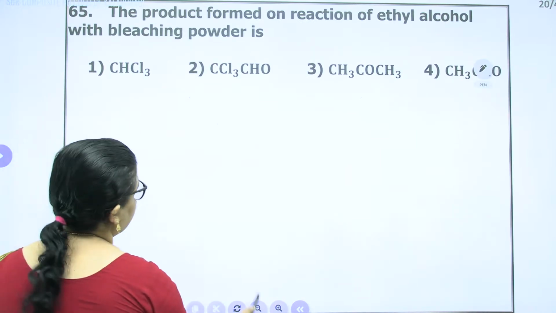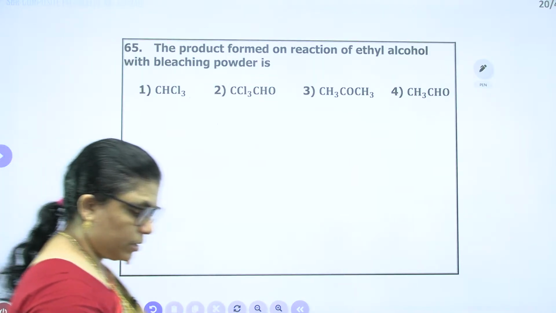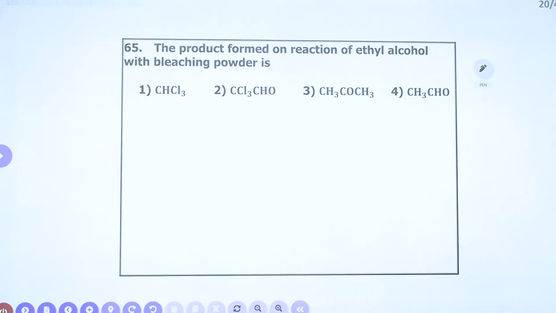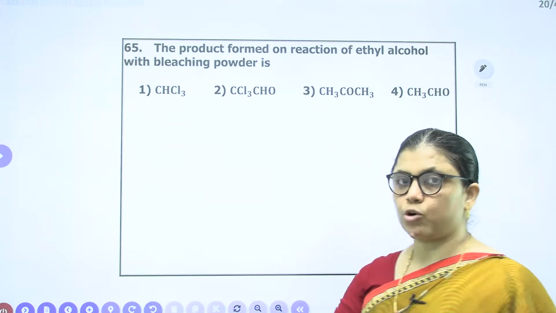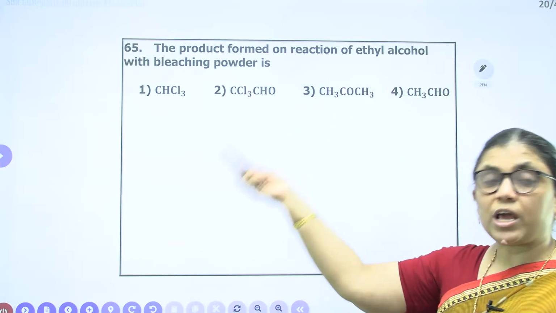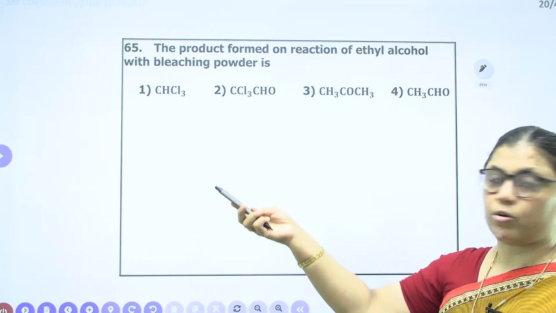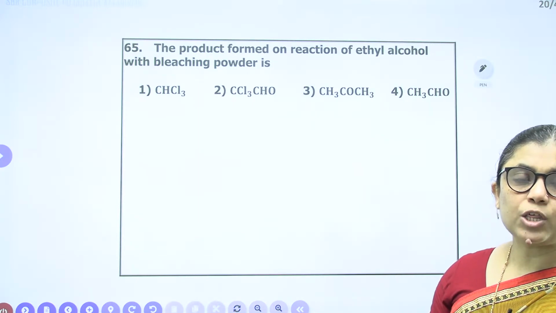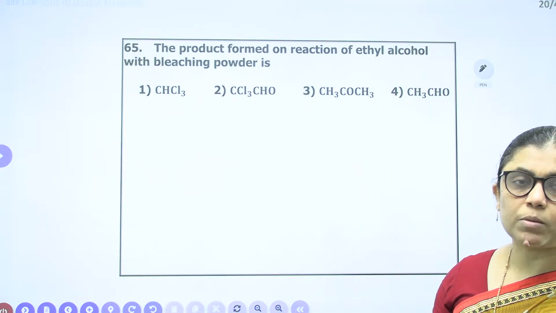Question number 65. What did they say in question number 65? The product formed by the reaction of ethyl alcohol with bleaching powder. As we did just now in the previous question, iodine with NaOH will produce iodoform. Then here, chlorine with calcium hydroxide. Here we are going to take it as what? A bleaching powder. Calcium oxychloride is a bleaching powder.